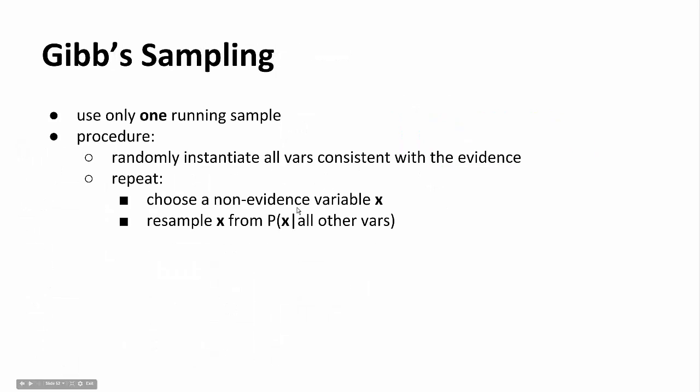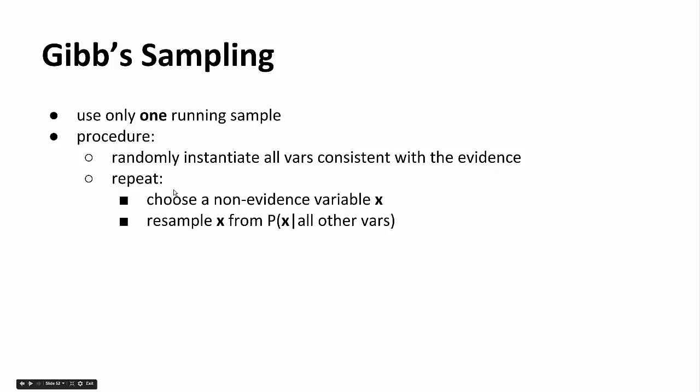Our final sampling algorithm is called Gibbs Sampling. Gibbs Sampling is quite a bit different than the other ones. For Gibbs Sampling, you're only working with one running sample, and in every iteration to generate a new sample, you'll tweak the sample that you already have a little bit, and that'll give you your new sample. So it's a little bit weird. But the procedure is as follows. Initially, we're going to randomly instantiate all our variables consistent with the evidence. So this is going to initialize our one running sample.